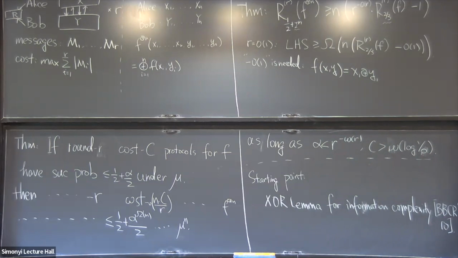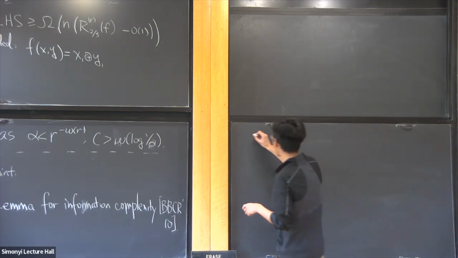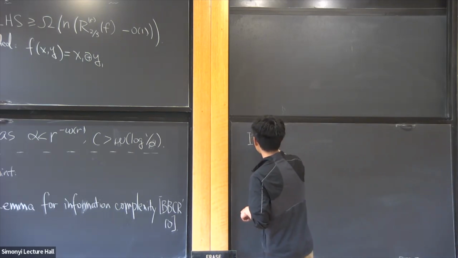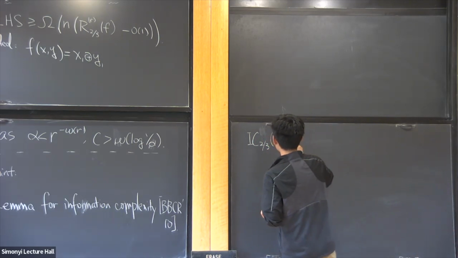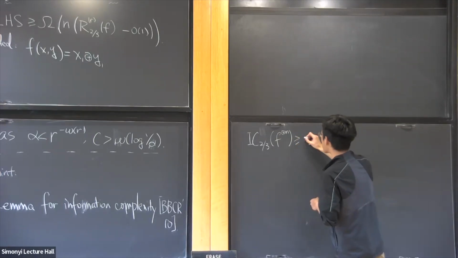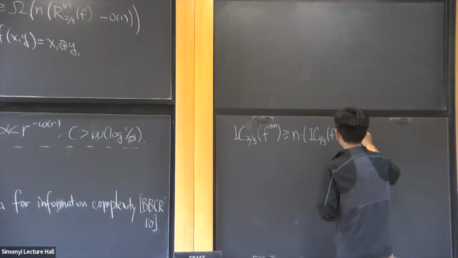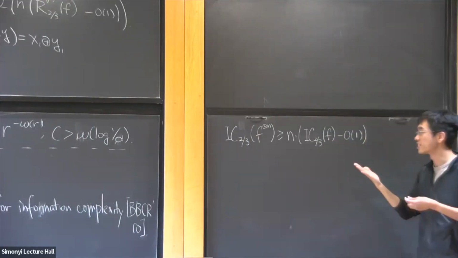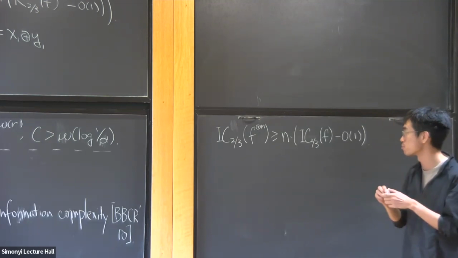So without formally defining what information complexity is yet, basically what this lemma says is that the information complexity for F to the n, if we want the algorithm to succeed with probability 2/3, must be at least n times the information complexity of F minus O. So the difference here is that this is a lower bound for F to the n if we only require the protocol to succeed with some constant probability instead of exponentially small advantage.